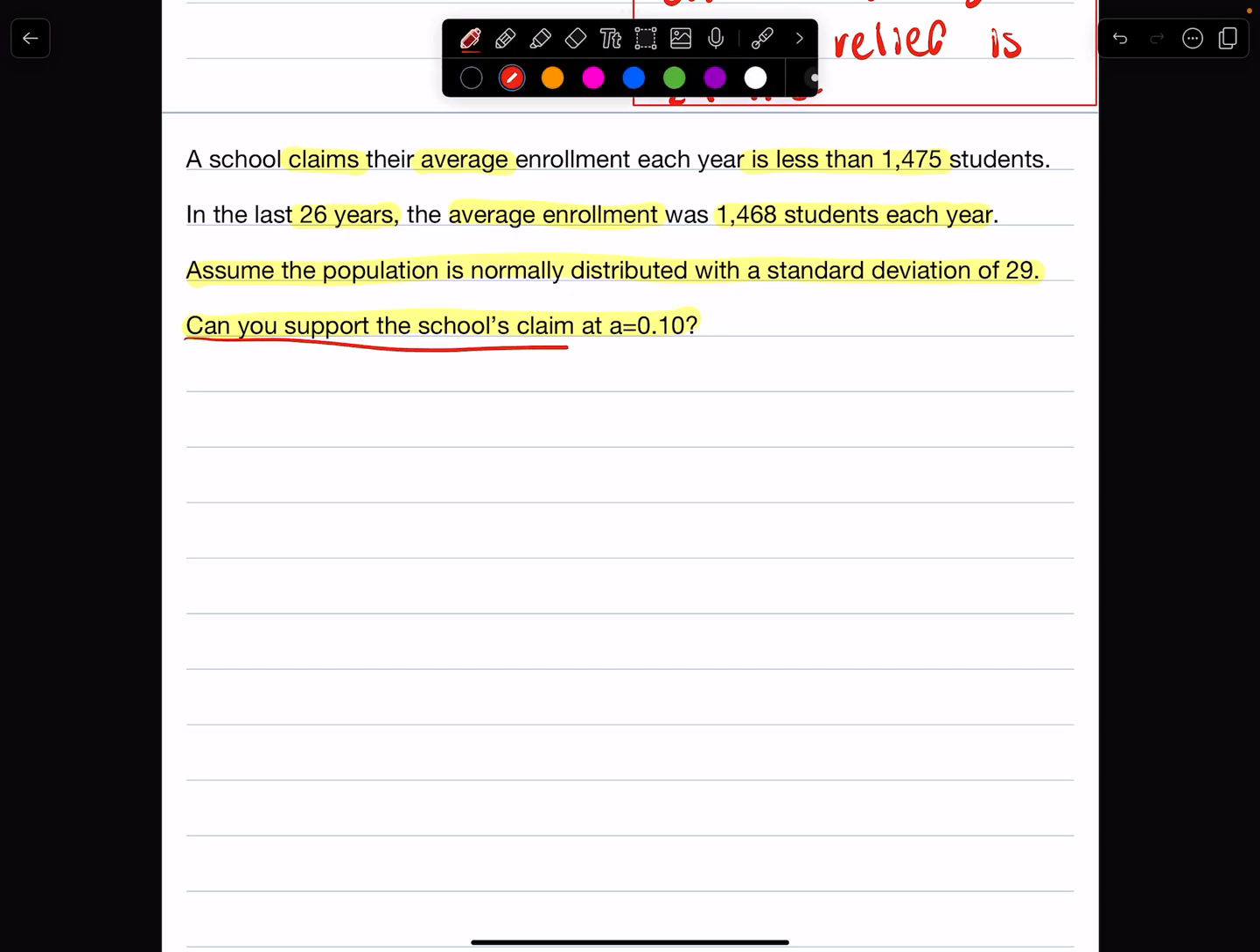That's the important part here. We want to see if we can support the school's claim. So we need to test the school's claim. What is that claim? That claim is that the average, and it doesn't specify, and we're always just going to assume it's talking about population average or population mean, is less than 1,475 students. So their claim that we need to test is that mu is less than 1,475, or to say it abbreviatedly, 1475. Now we're looking at the last 26 years, which means our sample size is 26.